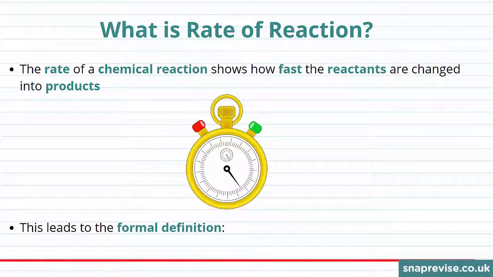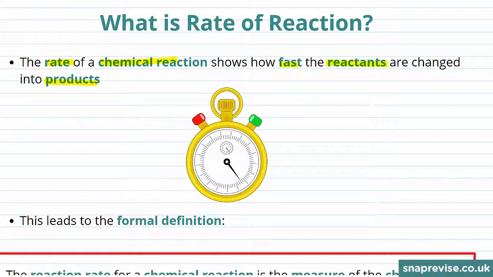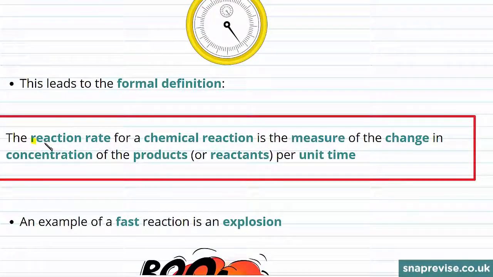So let's start with the definition, which is that the rate of a chemical reaction just tells you how fast the reactants are changed into the products. Therefore, the rate of reaction just lets you know how fast or slow the chemical reaction happens. We can define this formally as the reaction rate of a chemical reaction is a measure of the change in concentration of the products or reactants per unit time.